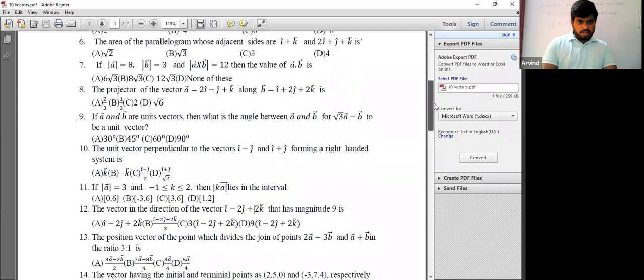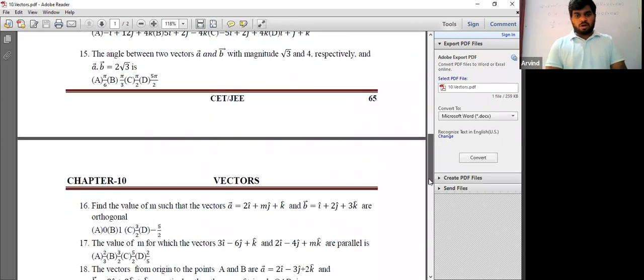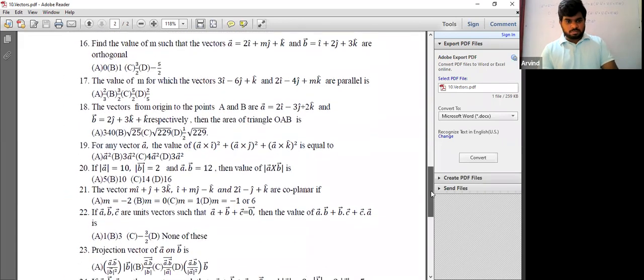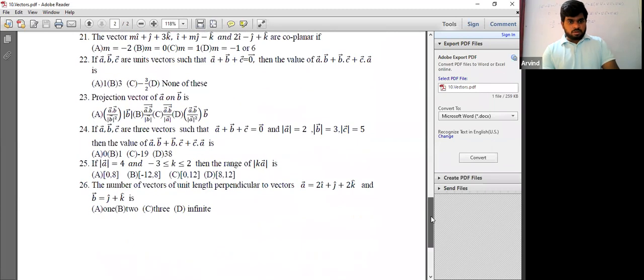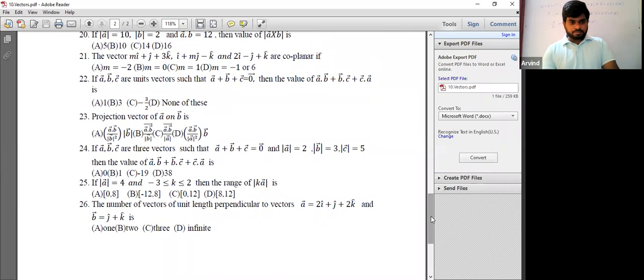It was in question number 11, where mod A was 3, but here mod A is 4. So same question. So it will be minus 12, 8.